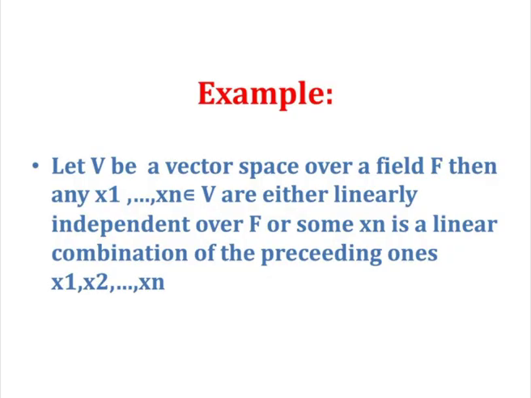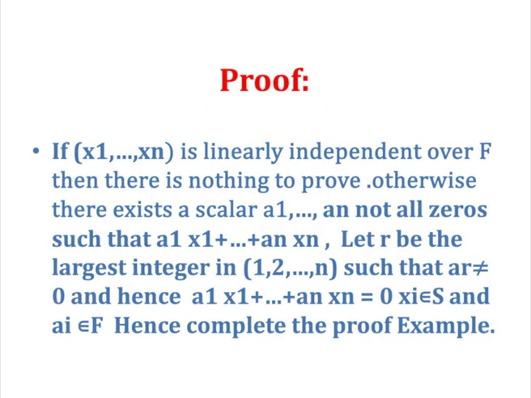Example. Let V be a vector space over a field F. Then any x1, x2, etc. xn belonging to V are either linearly independent over F, or some xi is a linear combination of the preceding ones x1, x2, etc. Proof: if x1, x2, etc. xn are linearly independent over F, then there is nothing to prove. Otherwise, there exist scalars a1, a2, etc. an, not all zeros, such that a1 x1 plus a2 x2 plus so on an xn equals 0.